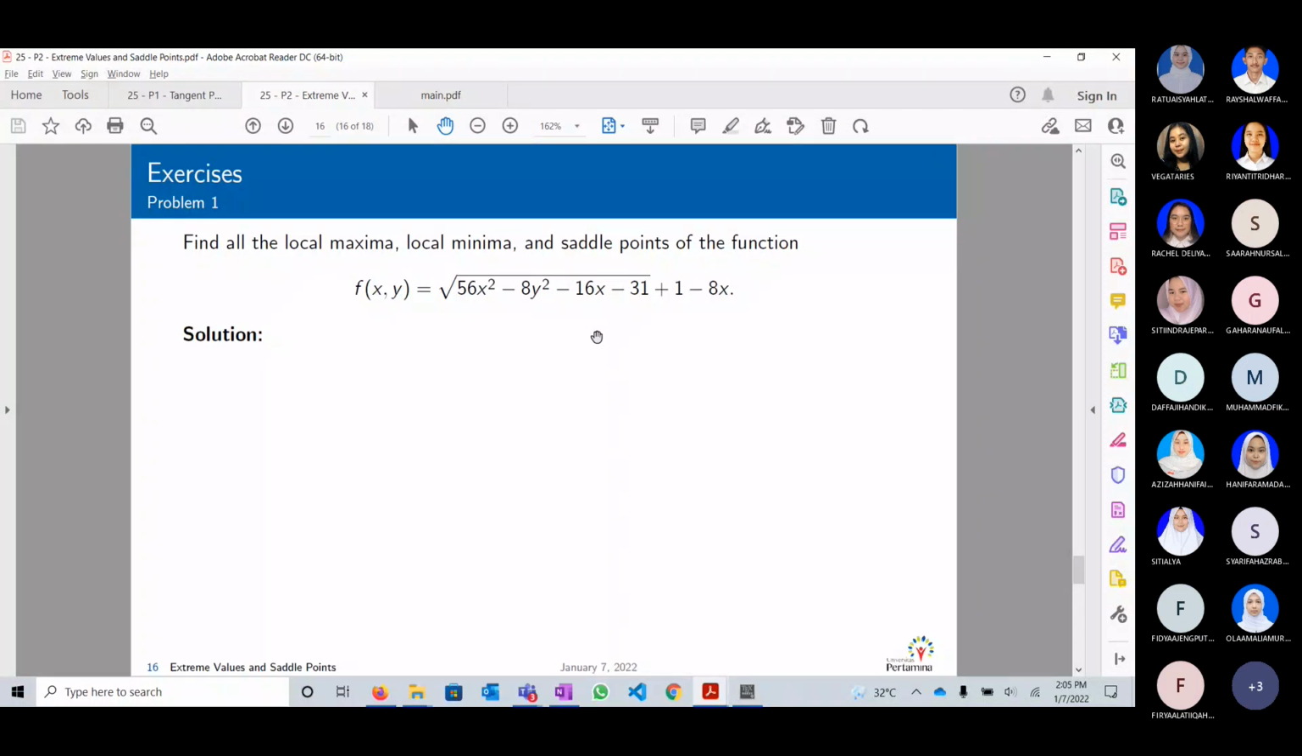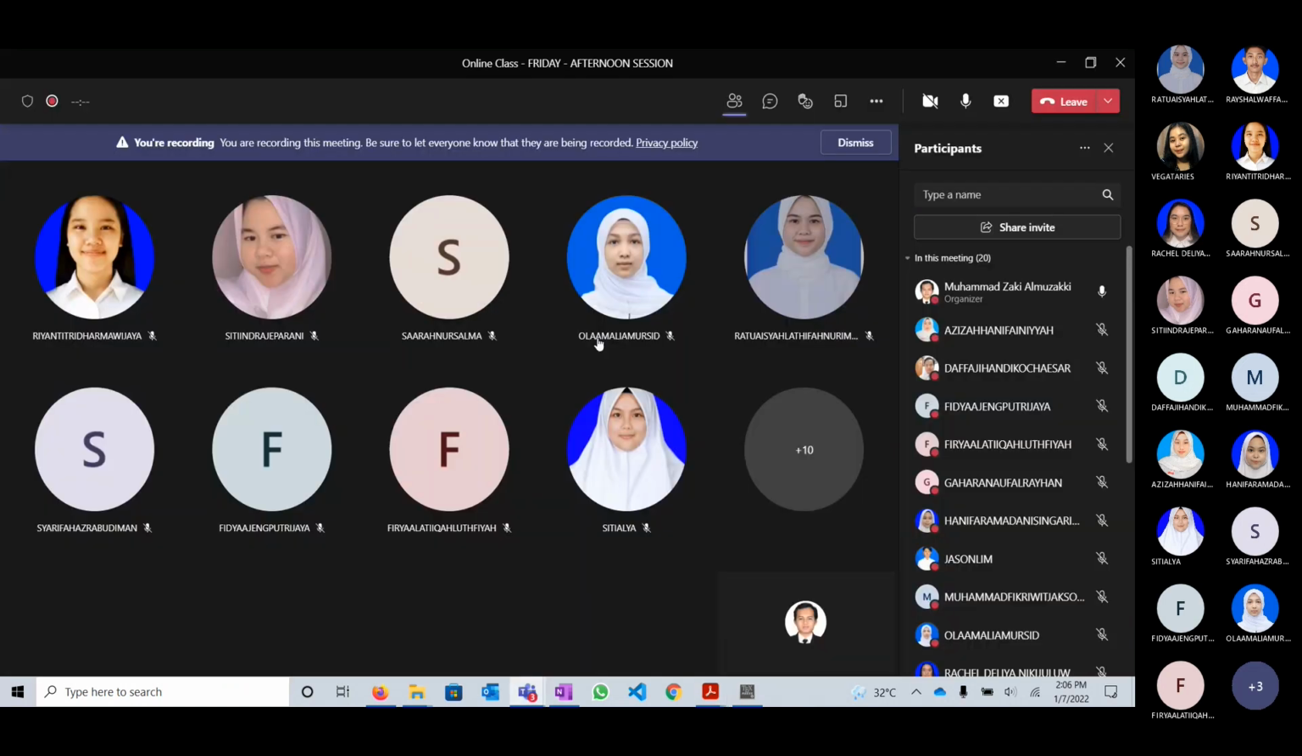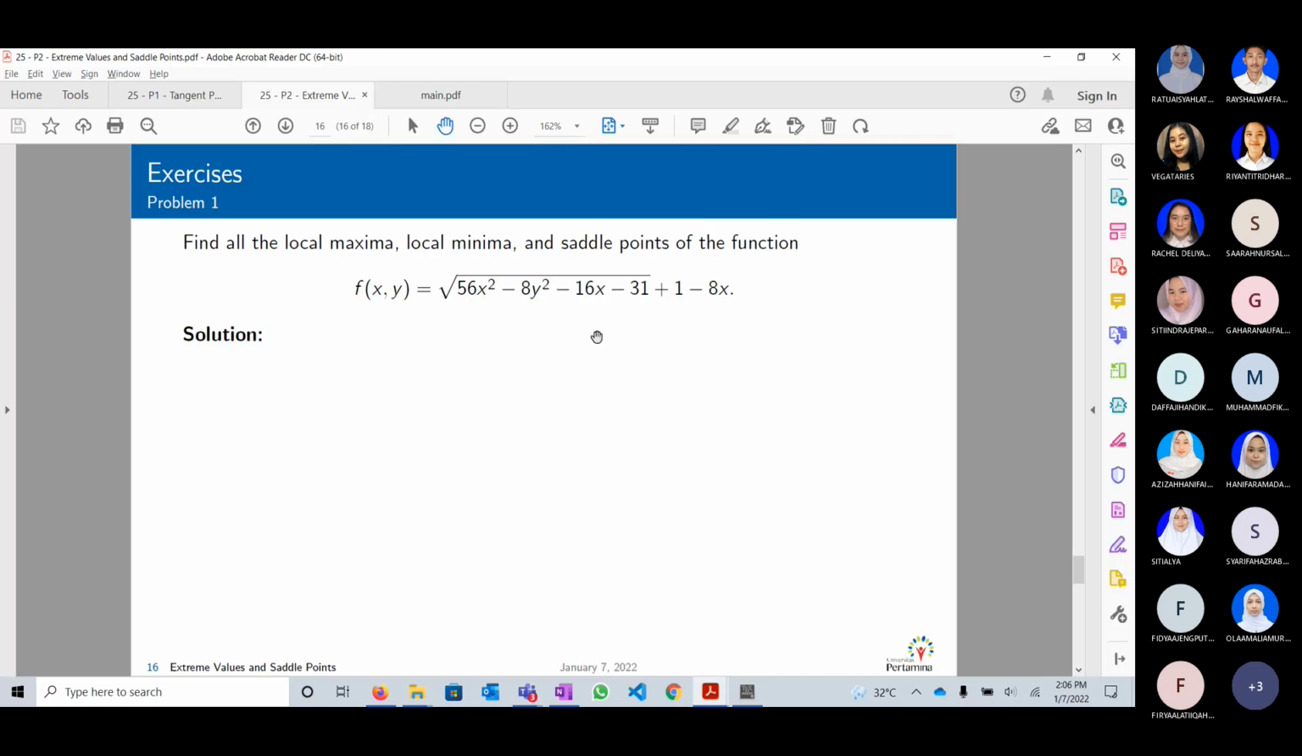Actually, in this afternoon session, we will learn about Lagrange multiplier and double integrals. But we still have something that we need to finish from this morning. That is about the exercises about extreme values and saddle points. Okay, let's start with these exercises first.